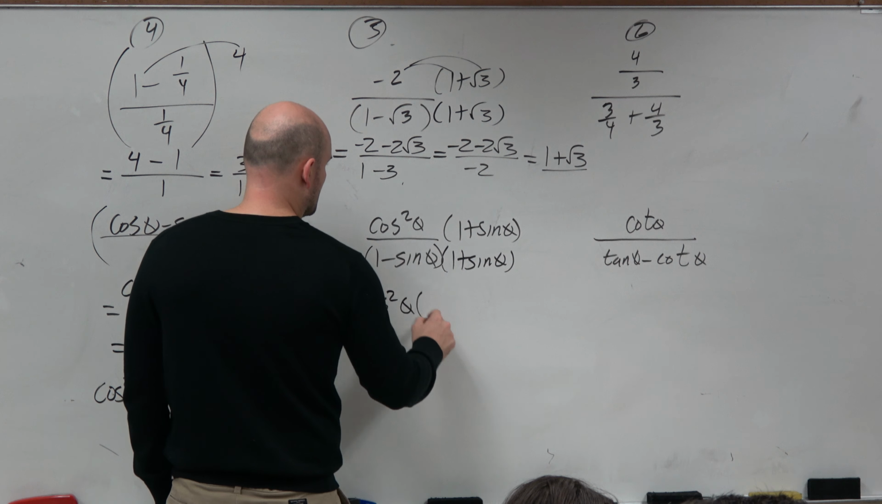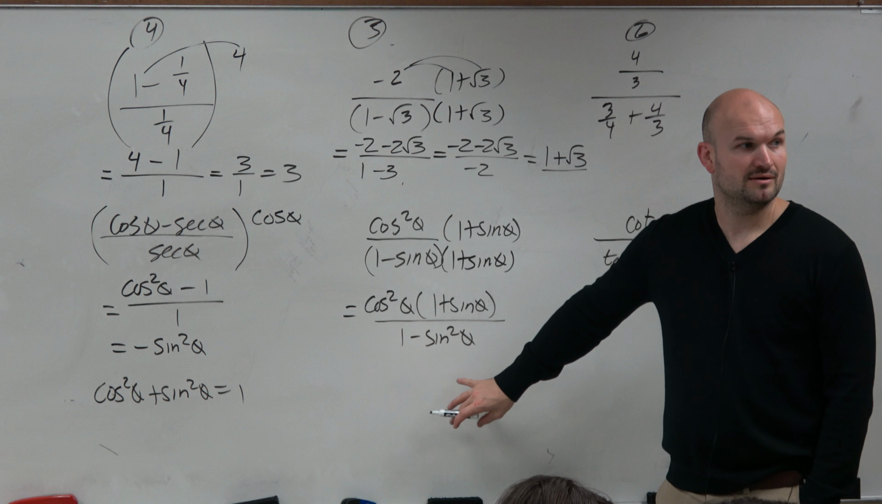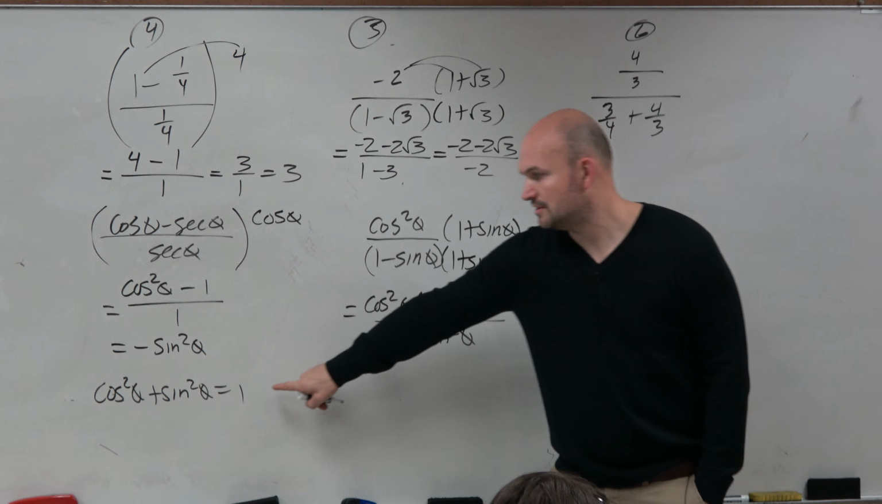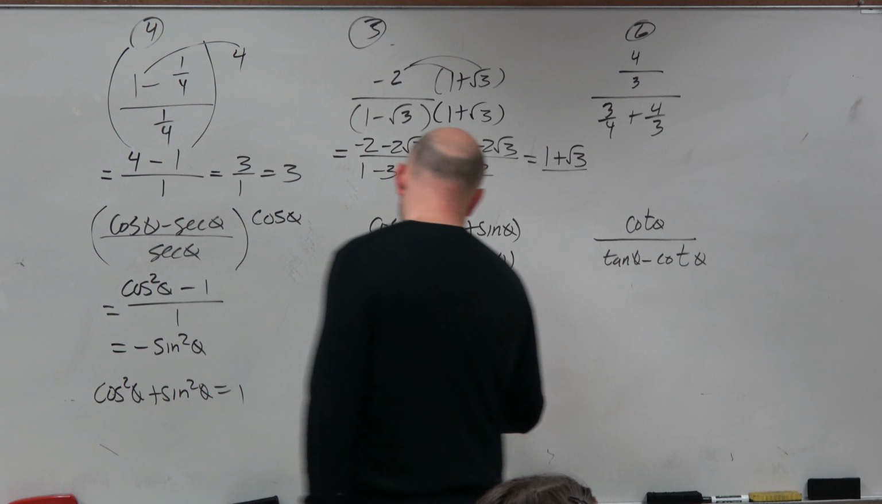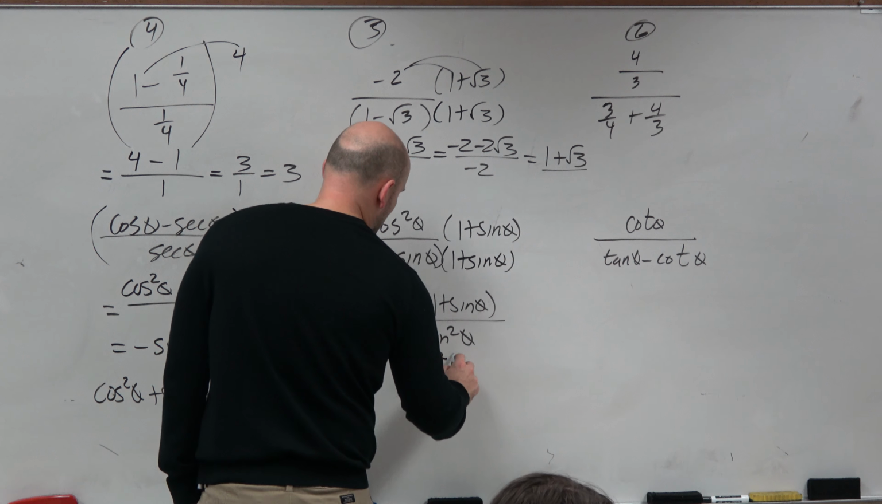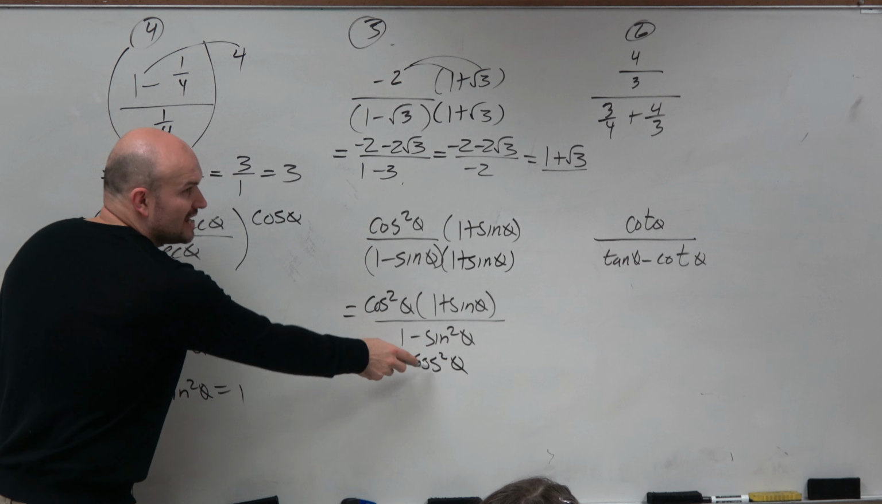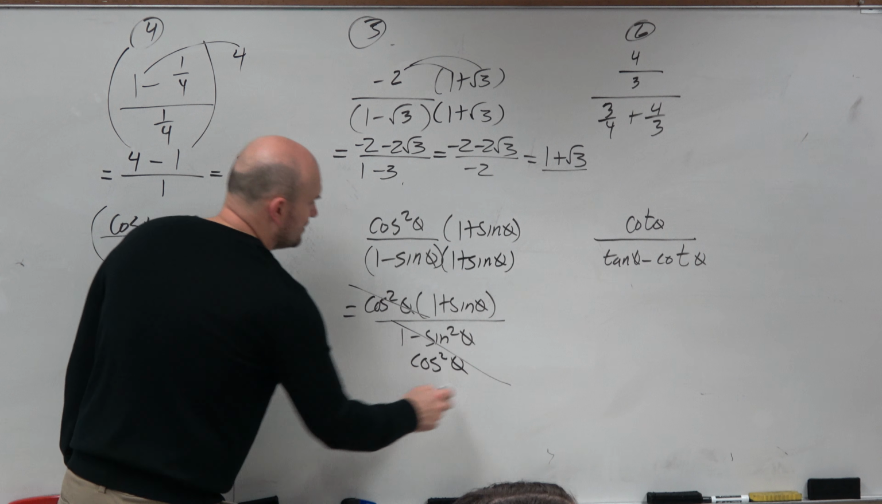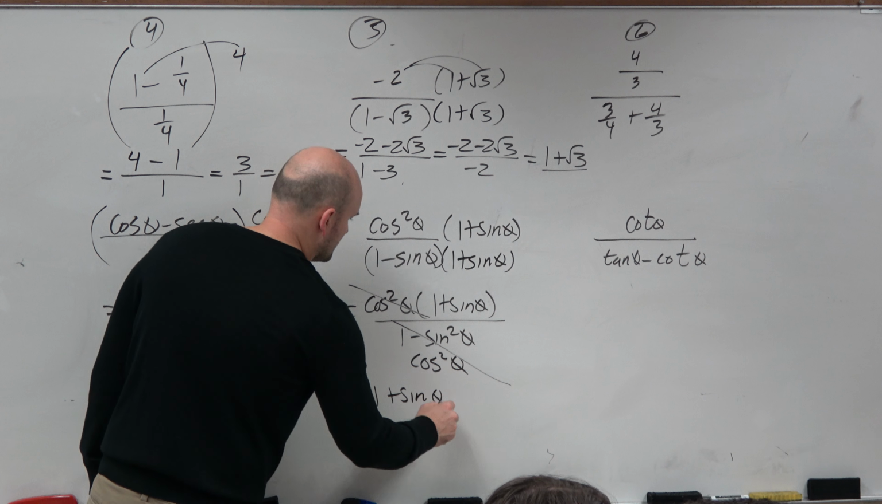I could distribute that, but I'm just going to leave it right now. The denominator becomes 1 minus sine squared of theta. Do we recognize anything special about 1 minus sine squared of theta? What does that equal? 1 minus sine squared of theta is the same thing as cosine squared of theta. Hey, I have a cosine squared of theta in the numerator as well as in the denominator. That divides out. That just leaves me with 1 plus the sine of theta.